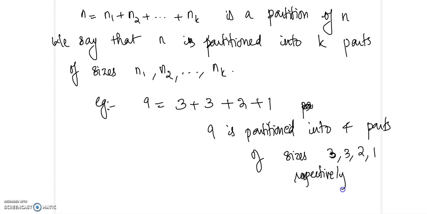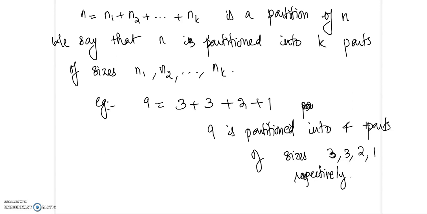So that is what we mean by the different parts of the partition and their respective sizes. Now when we take a partition, given a number n, we are representing it as a sum of positive integers.